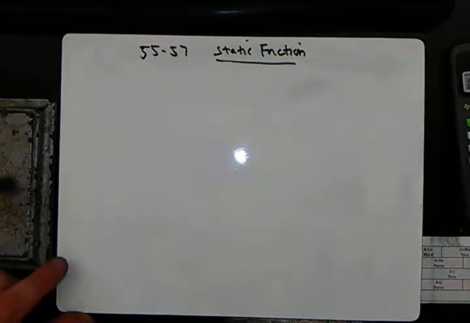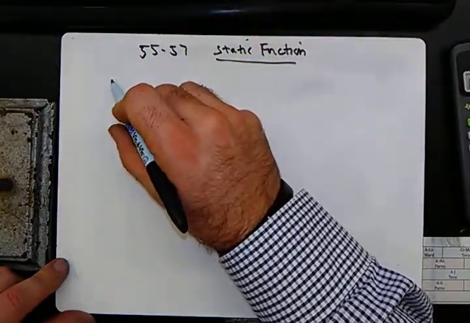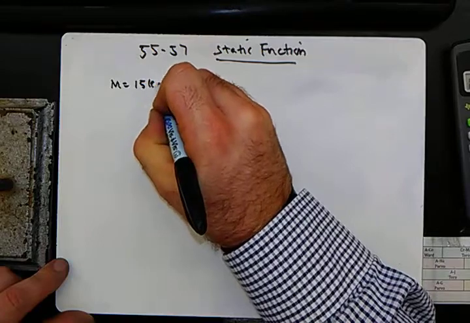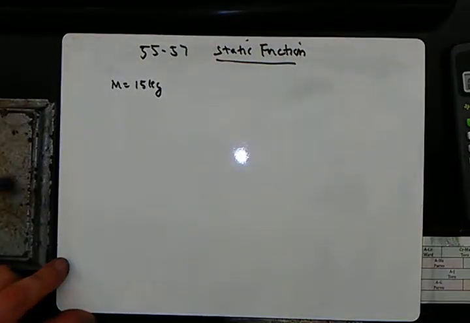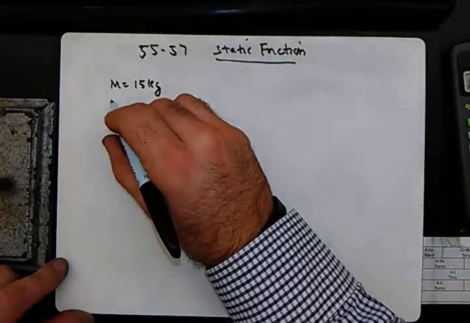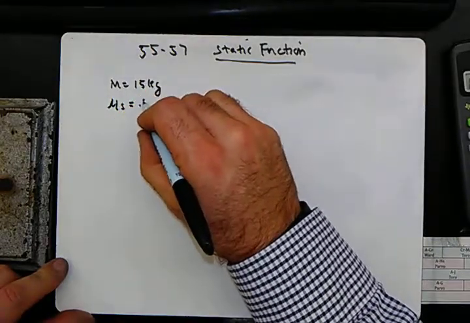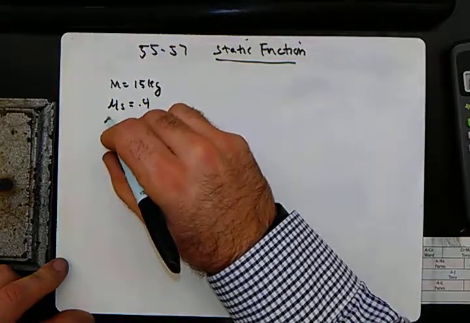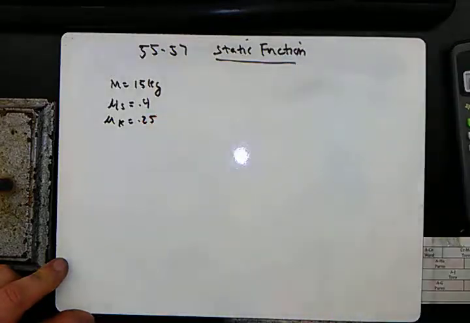Okay, let's look at the first situation. We've got a stationary object. It's a mass of 15 kilograms, stationary. That means the velocity is 0. This is on a table located near the surface of the Earth. The coefficient of static friction, mu sub s, is 0.4, and the coefficient of kinetic friction is 0.25.